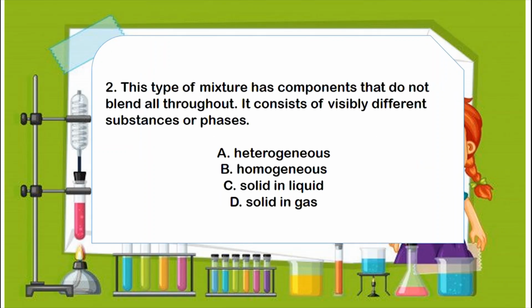Okay, number 2. This type of mixture has components that do not blend all throughout. It consists of visibly different substances or phases. Letter A, heterogeneous. B, homogeneous. C, solid in liquid. And D, solid in gas. Correct answer is heterogeneous.